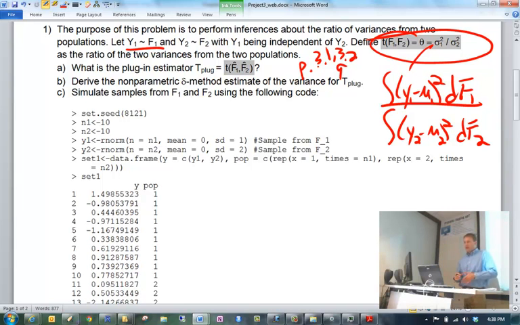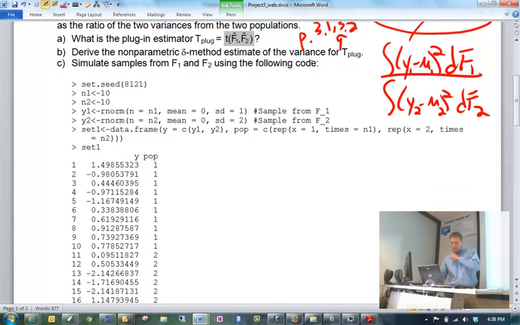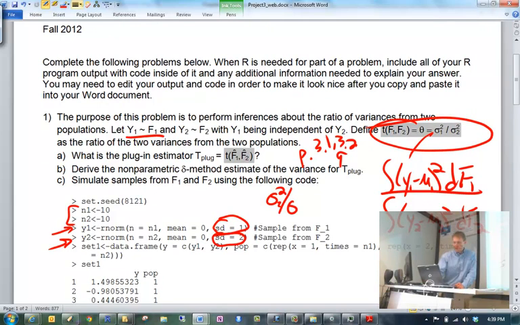Part C, let's get some data and do some calculations. So let's simulate some samples from F1 and F2. We're going to work with small sample sizes because I want to see what happens when you do have a small sample size. And we're simply going to work with 2 normal distributions. Notice SD1, I'm sorry, the standard deviation for one is 1, standard deviation for the other one is 2. So then sigma 2 over, oops, sorry, I want to make sure I get the order right. Excuse me.